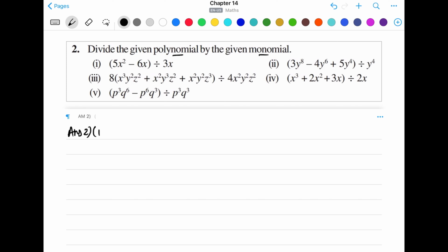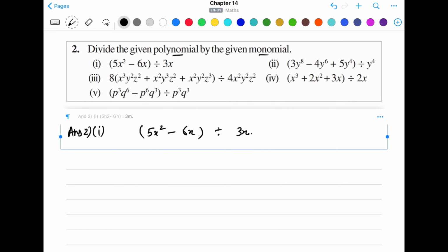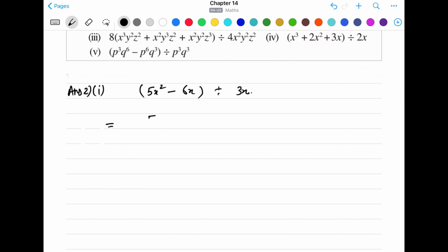So, answer number 2, part 1. First we have 5x squared minus 6x, which we have to divide by 3x. Let's first write them in the division form. We have 5x squared minus 6x divided by 3x.